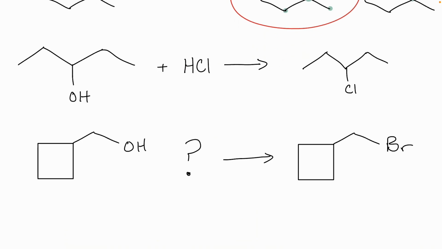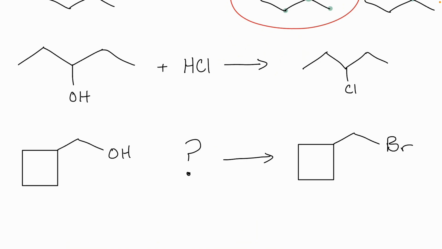And then for this one here, I gave you this alcohol and I gave you the product. And I'm asking which reagent should we use here? Who's got one? HBr or PBr3. All right, now if I told you I wanted to do this as cheaply as possible and I didn't really care about any side reactions, which one of these two would I use?